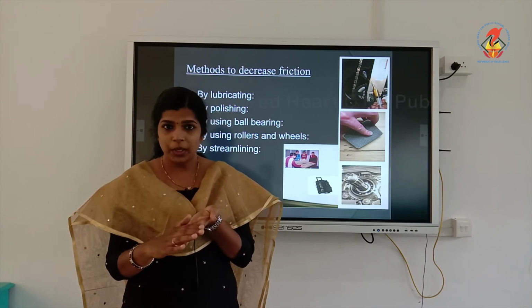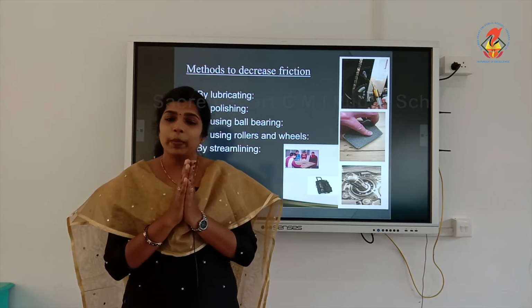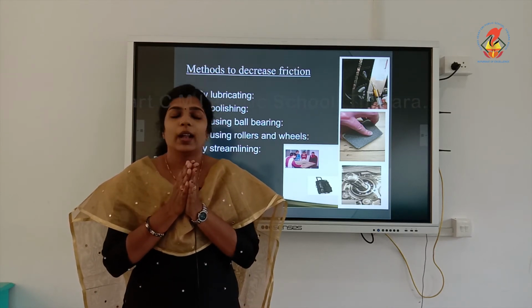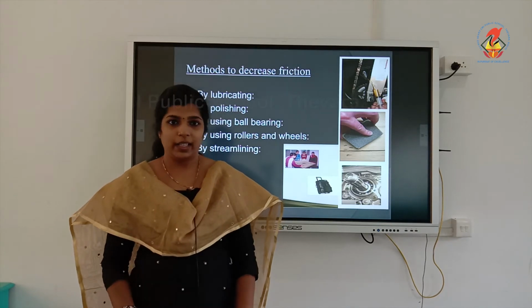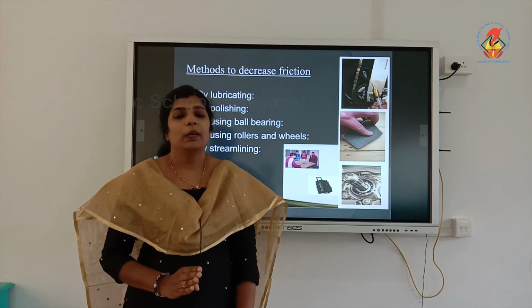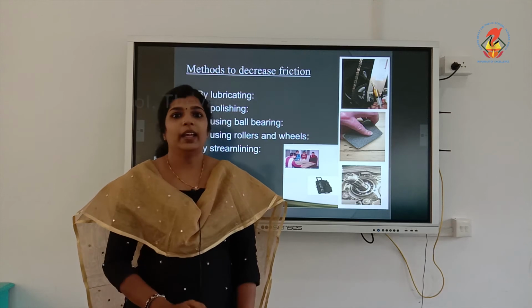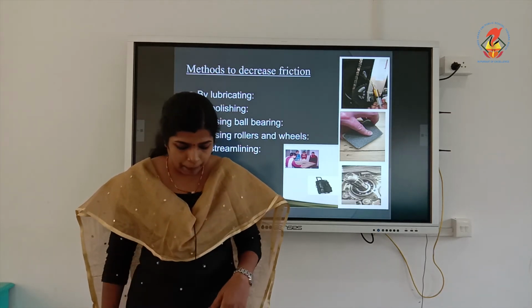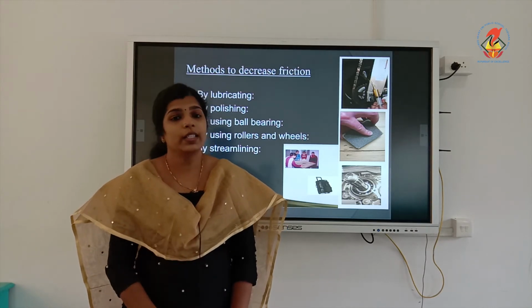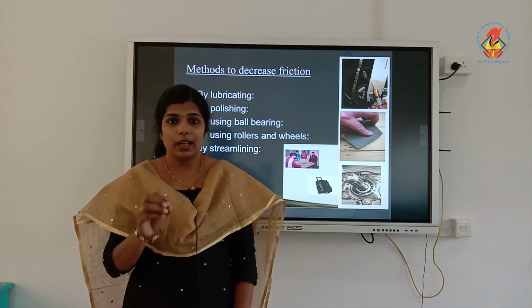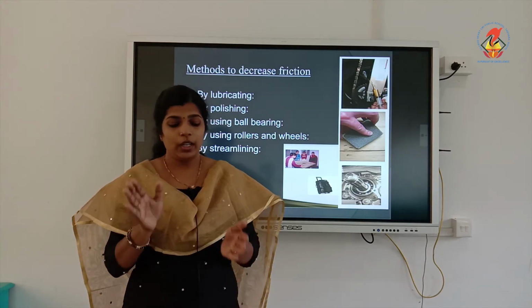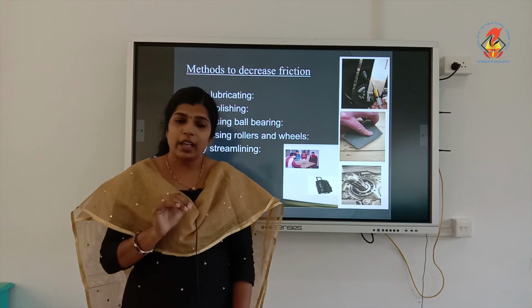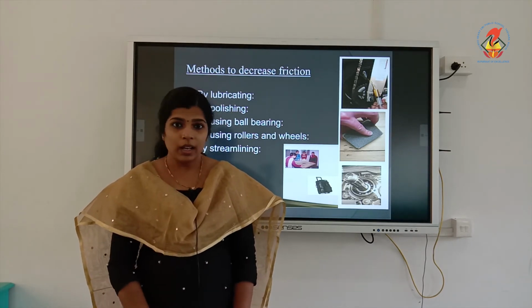When we apply a lubricant between the moving parts of a machine, these two moving parts will not rub against each other directly. In between, a lubricant layer is there. So the interlocking of the irregularities can be minimized to a great extent. Interlocking of irregularities is the reason for friction, so friction can be minimized to a great extent.